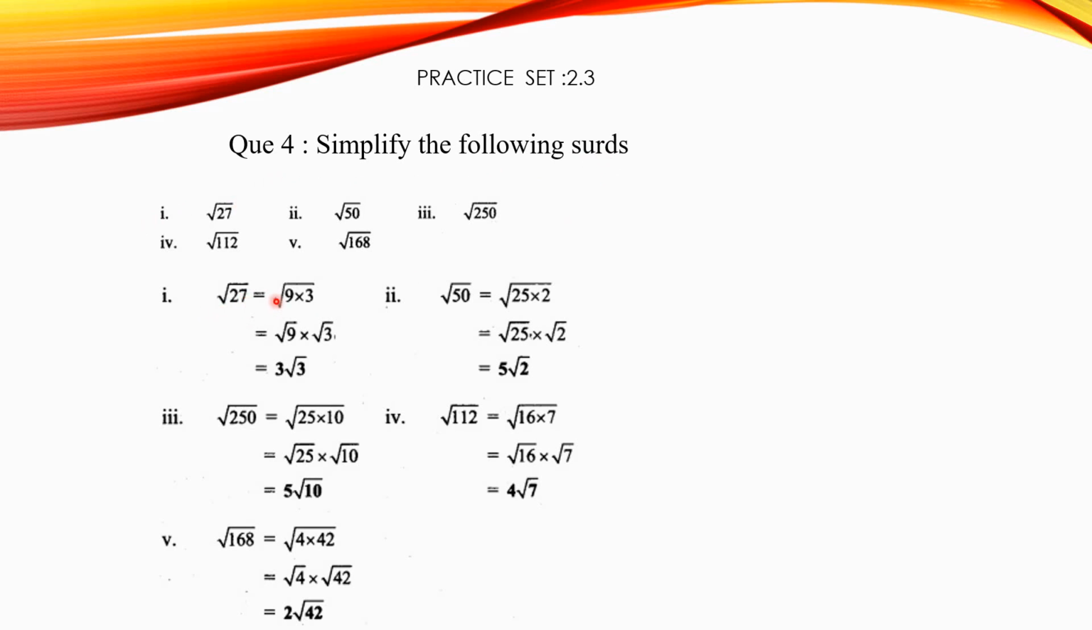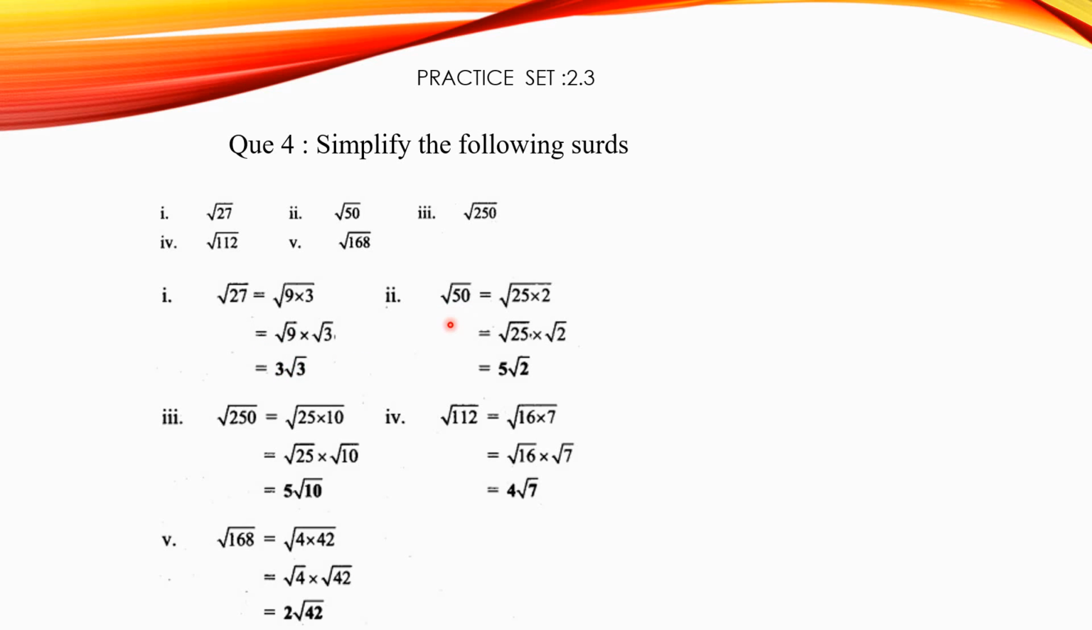Root of 27 we can factorize as 9 multiplied by 3. So we can further write it as root of 9 multiplied by root of 3. We get root of 9 as 3, multiplied by root of 3. So root 27 can be written as 3 root 3.